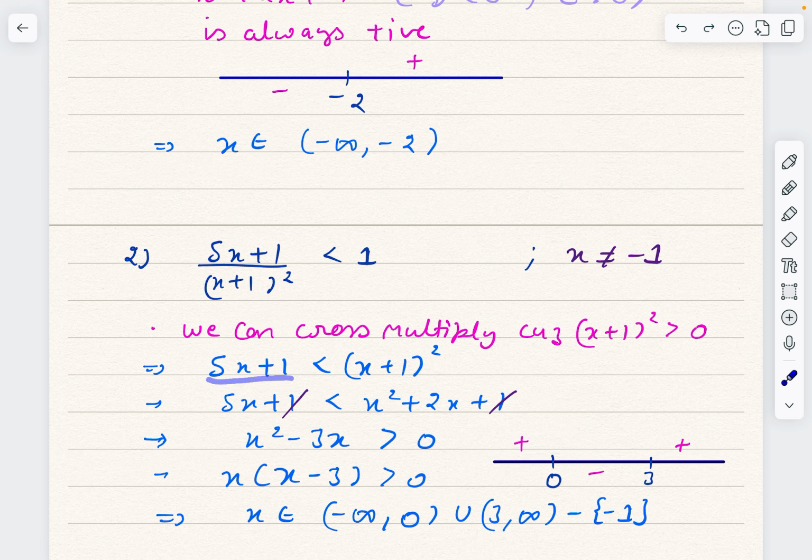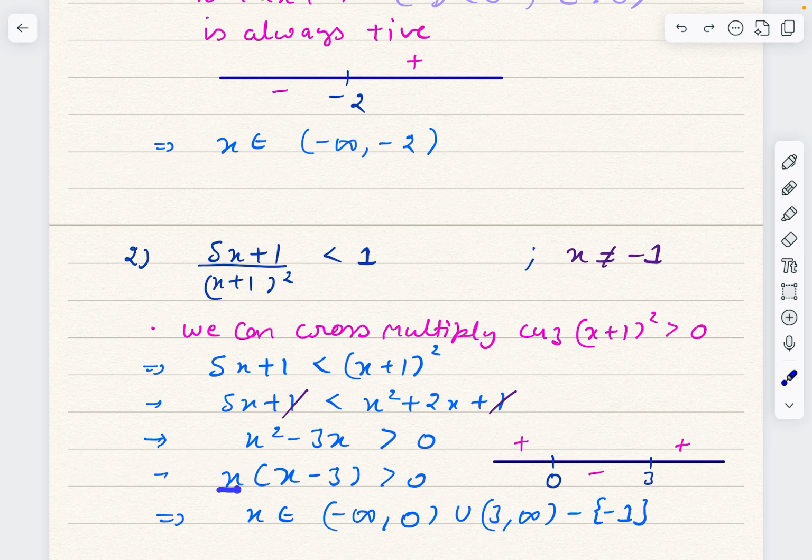So 5x plus 1 less than x plus 1 whole squared. Here we can use the a plus b whole squared identity, which is a squared plus b squared plus 2ab. So you get x squared plus 2x plus 1, the 5x plus 1 get cancelled out, you bring all to one side, with x squared minus 3x greater than 0. So take x outside, you get x into x minus 3 greater than 0. When we have x outside, that means 0 is a root. Do not ignore this thing.